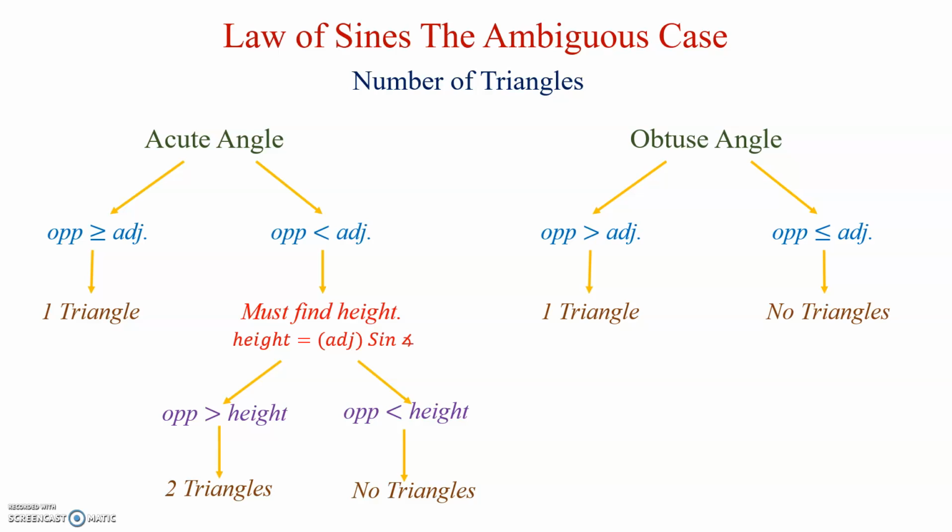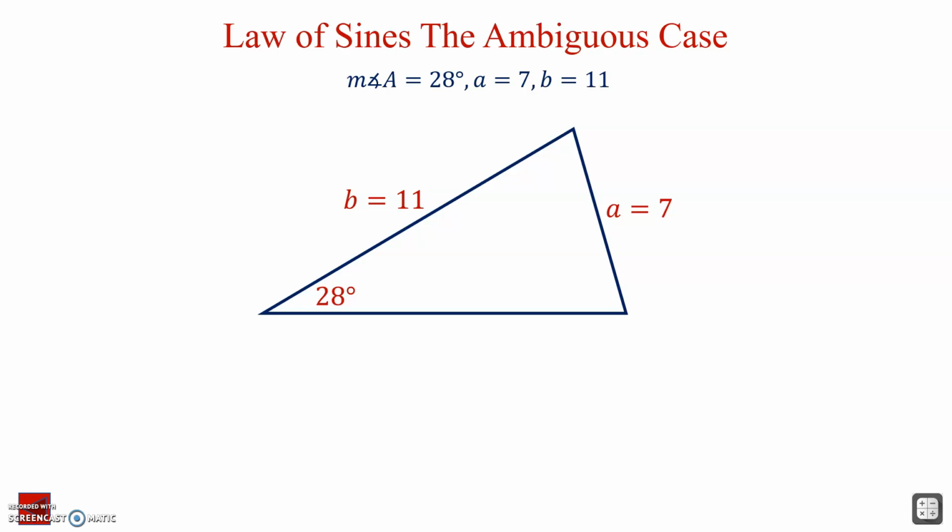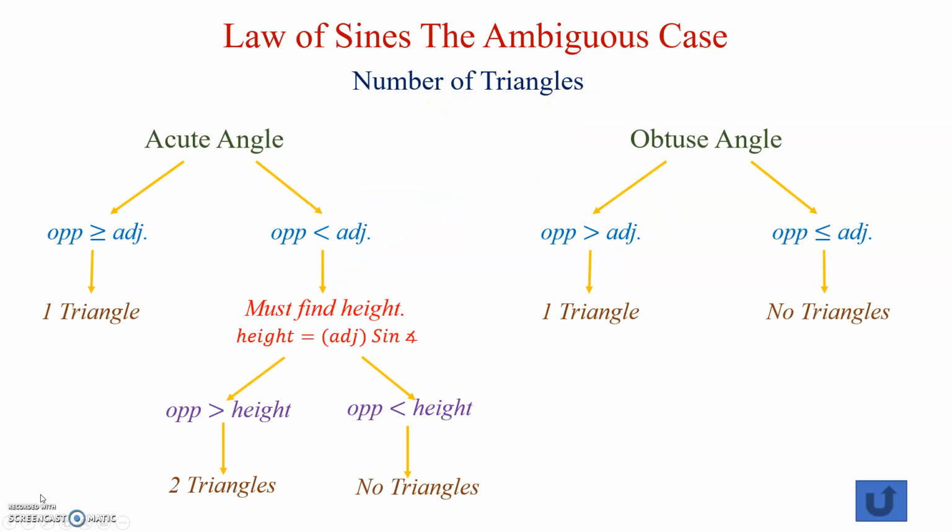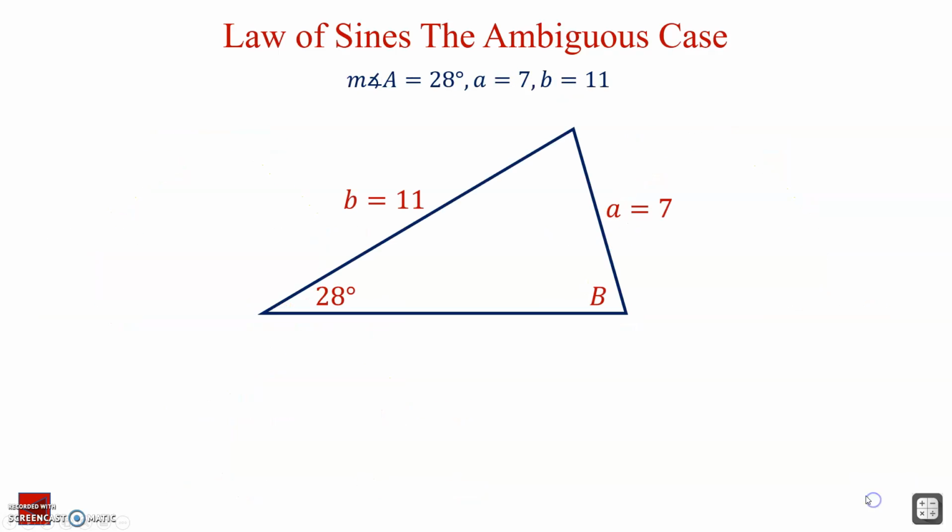Let's actually do a problem to show how this works. Here we're given angle A, 28 degrees, side a is 7, and side b is 11. So let's first determine where angle B is. Now, because the opposite is less than the adjacent, according to the flowchart, we must first find the height. So let's go ahead and do that.